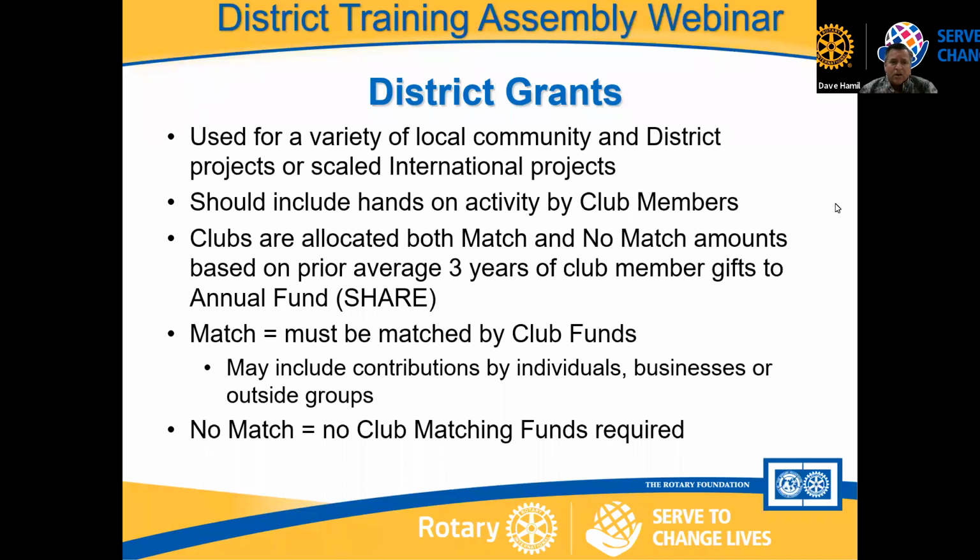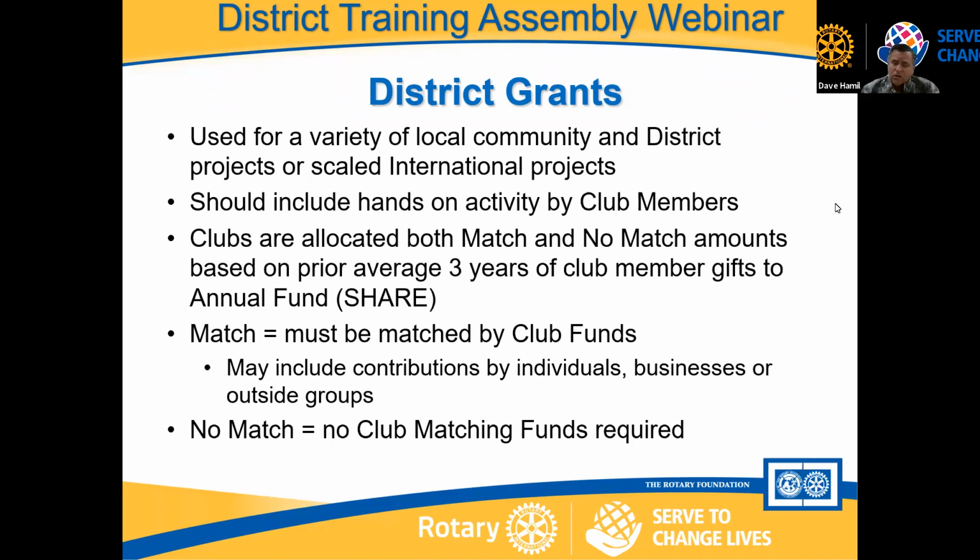So again, just to go back over it, there's the match and no match amounts, and those are an average of the prior 3 years of your club. And the key, I know it was talked about, is linking it to the share. What share does is it actually returns those funds back to the district.